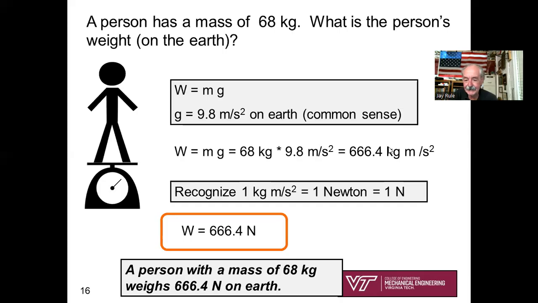I've got to recognize that this set of units, a kilogram meter per second squared, that's a Newton. So I've got to keep writing. I can't just leave it here. I've got to say the weight is 666.4 newtons. In my world as a practical engineer, I did more than simply circle an answer, even though this can work for you, okay? But notice here, the answer is more than 666.4. It's 666.4 newtons. Absolutely necessary to keep that written down. And I like to write out a sentence. A person with a mass of 68 kilograms weighs 666.4 newtons on Earth. Simple as that.